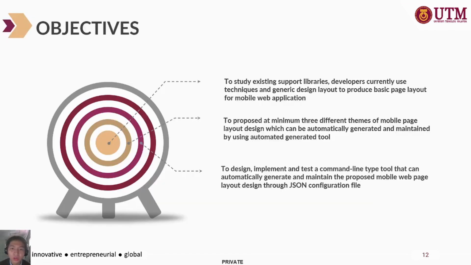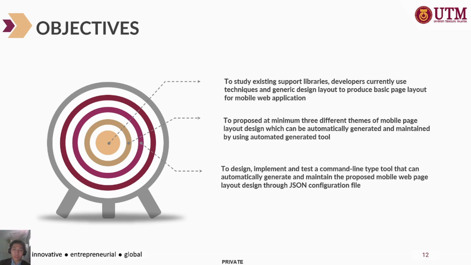So there are three objectives here. The first one is to study existing supports library, techniques the developer currently uses, and the generated layout to produce basic page layout for mobile web applications. Here, I want to highlight that mobile web is different from mobile applications. Mobile web is the one that we can use on the browser itself on our mobile phone.